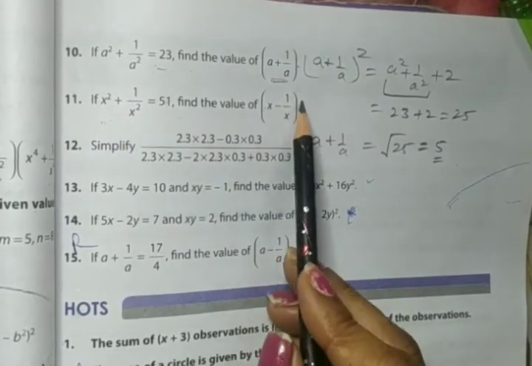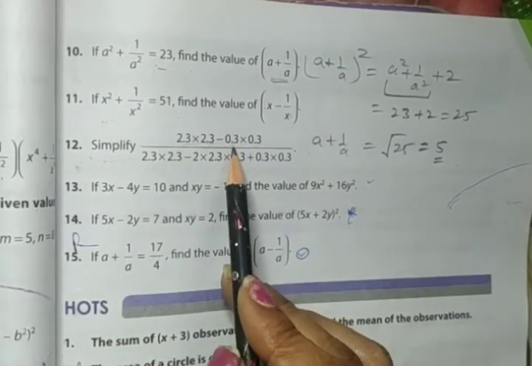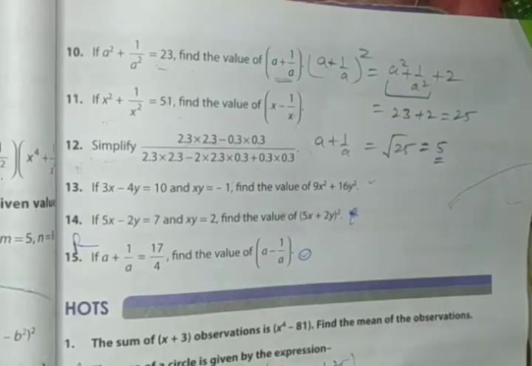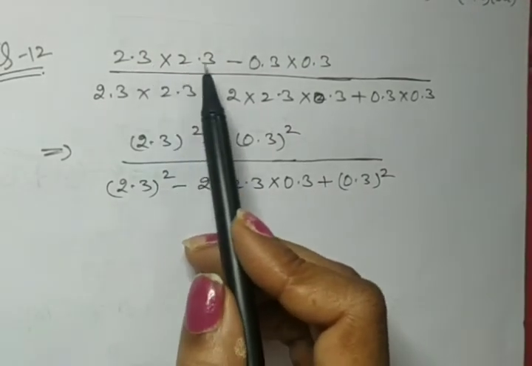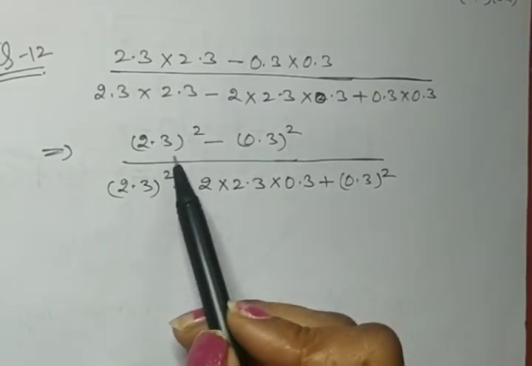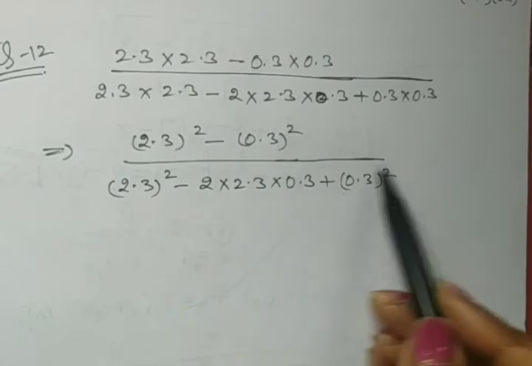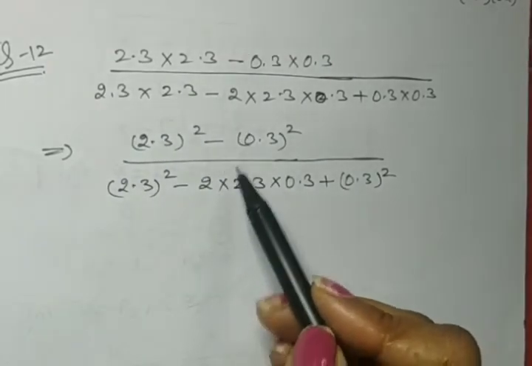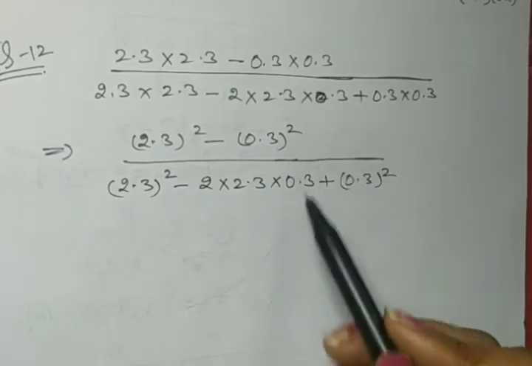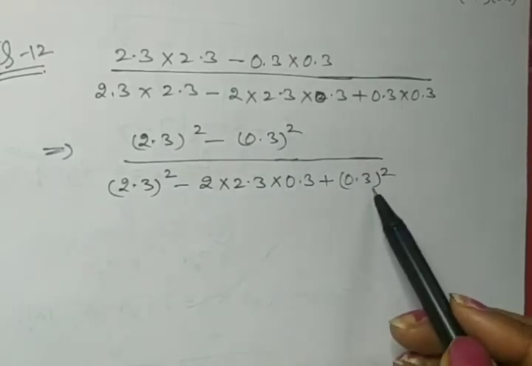You have to square this part. Question number 12. Simplify this expression. Let's see how we will do this question. In this question, we can write 2.3 multiplied by 2.3 as square of 2.3 minus square of 0.3 divided by square of 2.3 minus 2 multiplied by 2.3 multiplied by 0.3 plus square of 0.3.